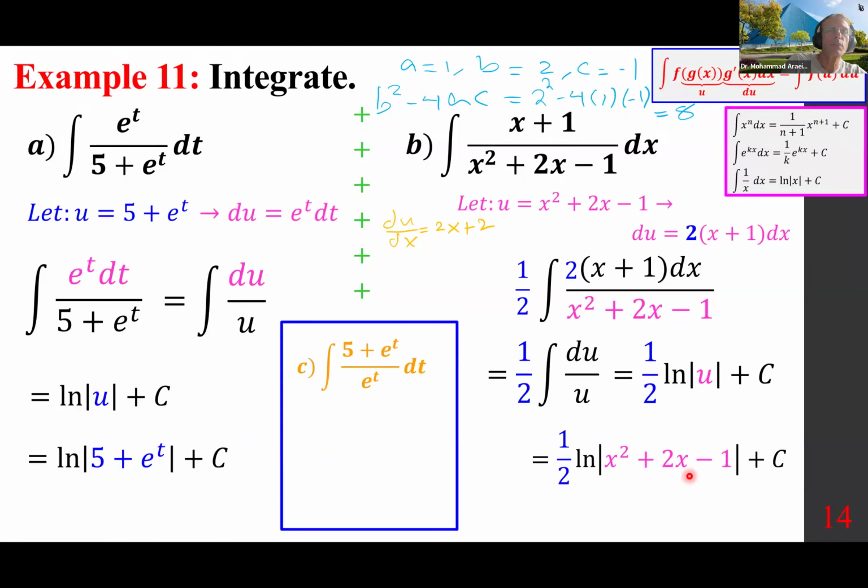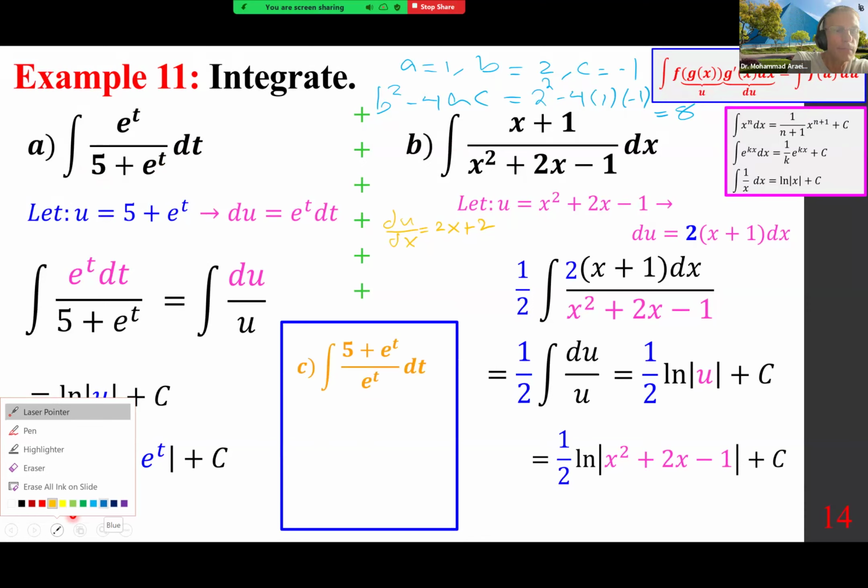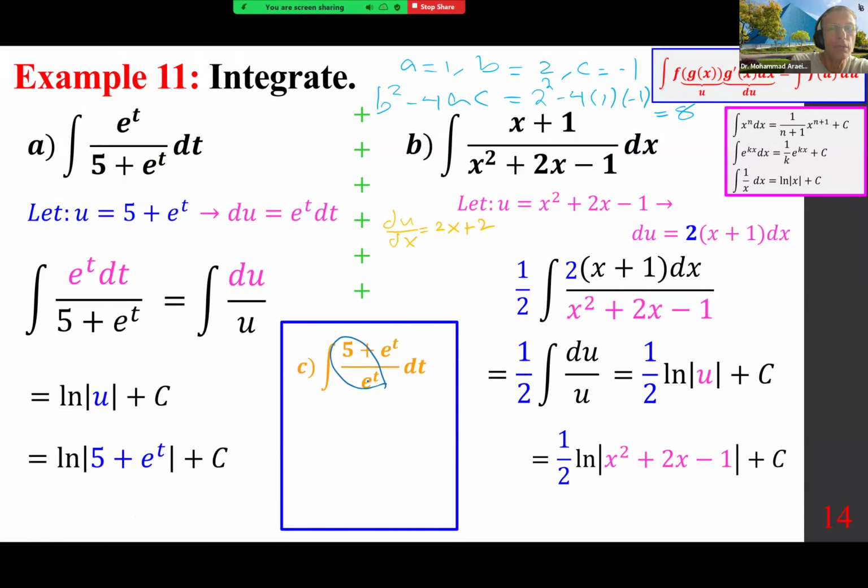I want to look at the reciprocal of one of them. For example, this one. You don't need substitution. Rather, you want to go with two fractions. This is 5e to the power minus t. This is simply 1. Because we are integrating, we divide by -1. This results in -5e to the power minus t, and this results in t and a constant, and you're done.